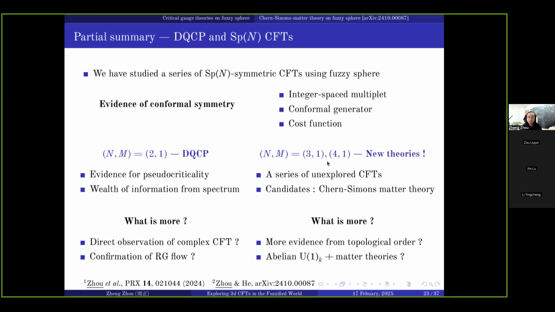For SP3 and SP4, they are a series of new unexplored CFTs with candidates being the Chern-Simons matter theory. Although we are not sure which theory what we found corresponds to, we can gain more evidence from the topological orders in its vicinity. And we can take a step back to study some theoretically simpler theories, for example, the abelian U1 level K coupled to matter theories.